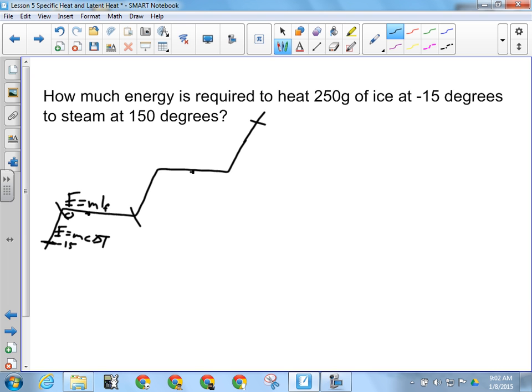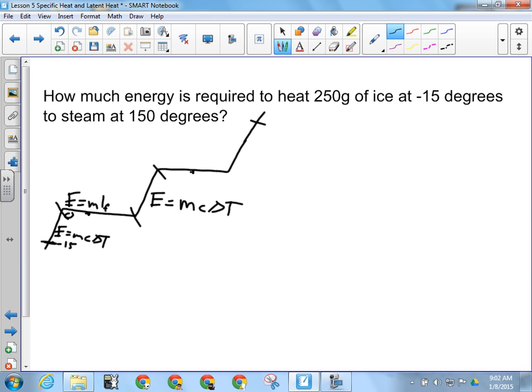So we use the latent heat of fusion, which for water is 333 joules per gram. At the end of this step, I have liquid water at 0 degrees. If I continue to add heat, I'm going to heat up the water. The water is going to change temperature from 0 to 100 degrees. So for that, I'm going to use E equals... Which one do I use when there's a temperature change? mcΔT, the one that has temperature change in it.